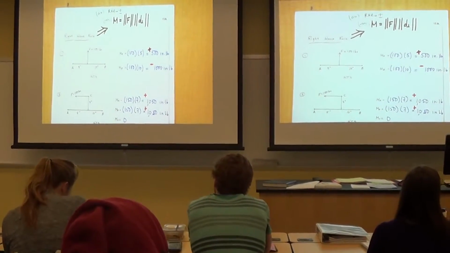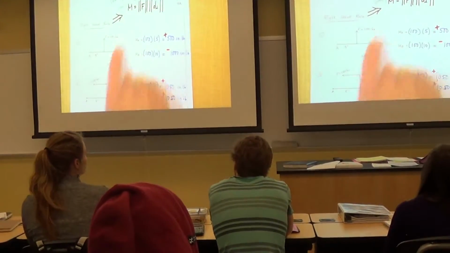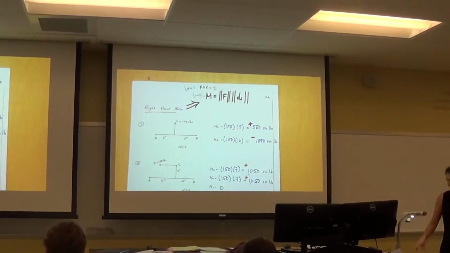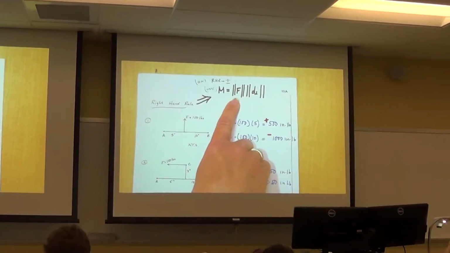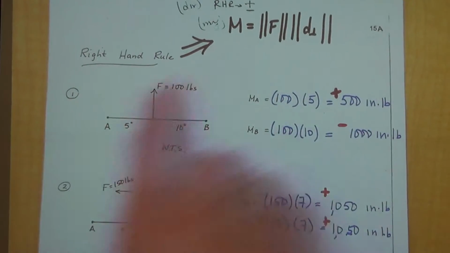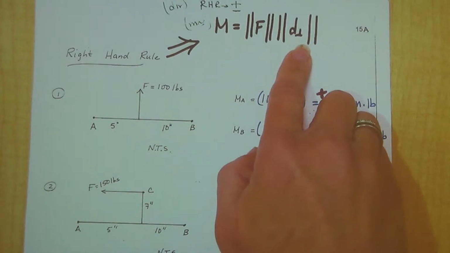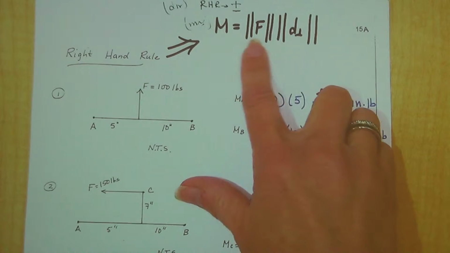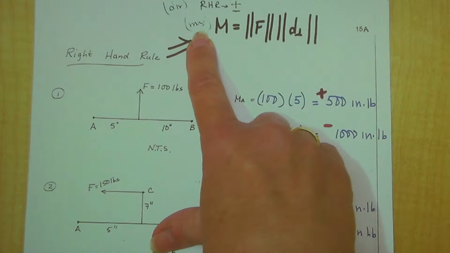Daniel, we're up to you. How do I find the magnitude of the moment? My moment is equal to the magnitude of the force times the magnitude of the perpendicular distance. So this is how I find my magnitude.